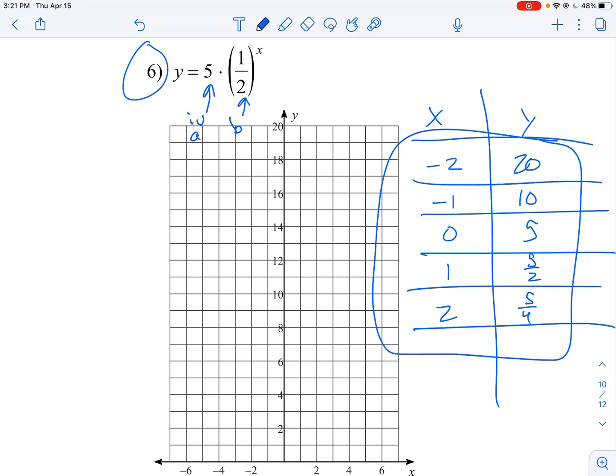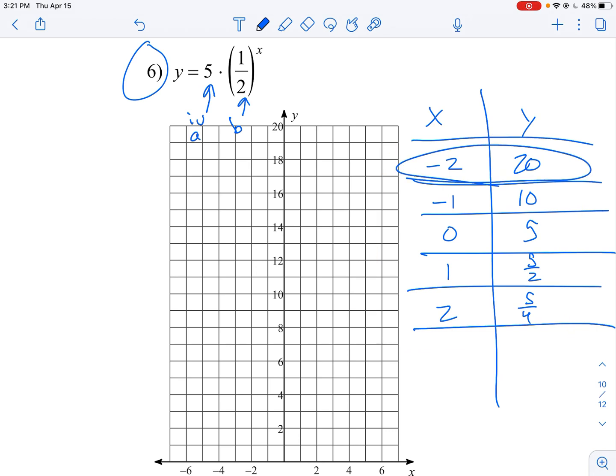So I got these points, and these are just points. Each row makes a point. So I got the point -2, 20, which is here. I got the point -1, 10 here. And I'm just plotting all these points that I have. 5 halves is 2.5. And then 5 fourths is 1 1/4. I got that. So I'm going to connect these up like so.